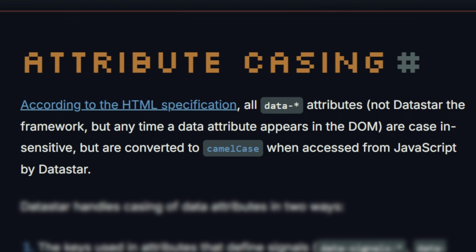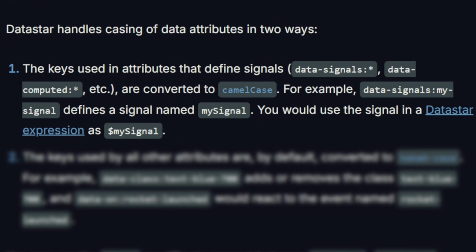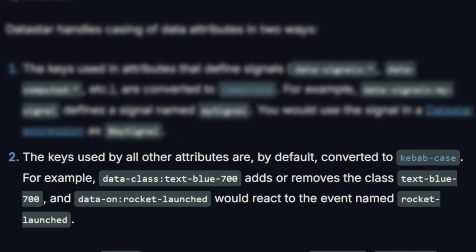Datastar handles casing in two ways. The keys used in attributes that define signals will be converted into camel case. So my-signal becomes camel cased and creates a new signal, and that's what you'd use in your Datastar expression. The keys of all other attributes are converted into kebab case. So again, for this data on attribute, the key is rocket-launched, and it would react to the event named rocket-launched.